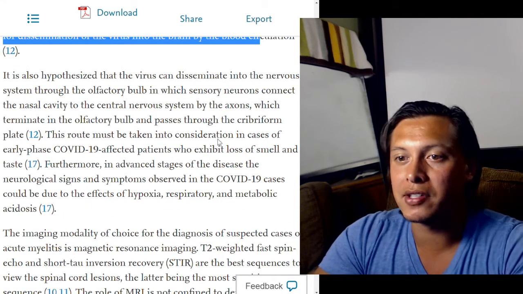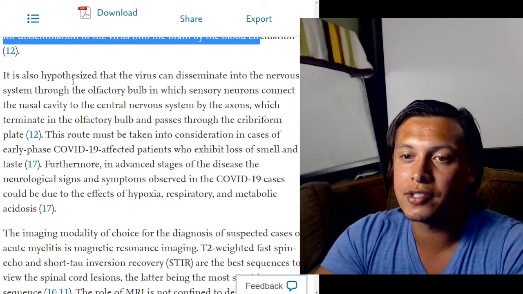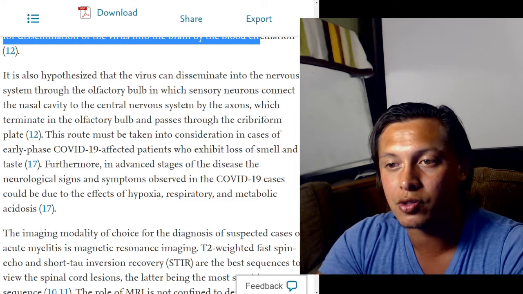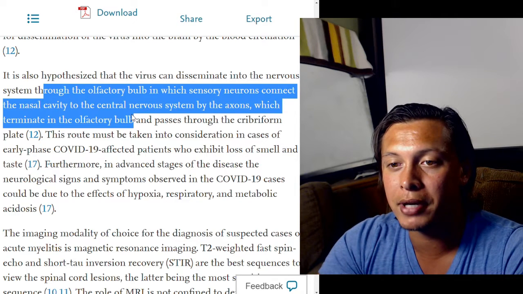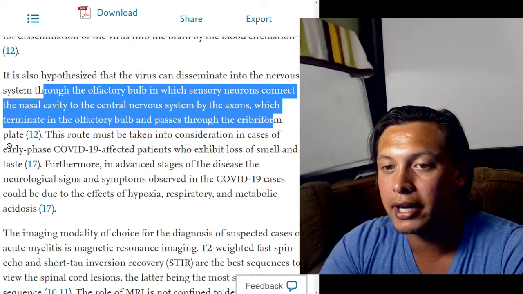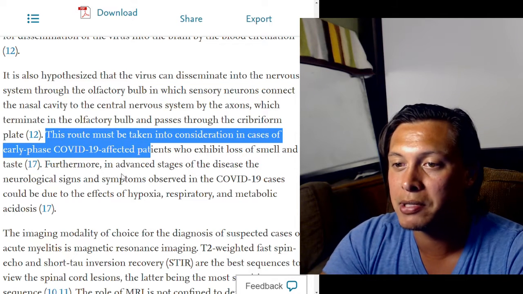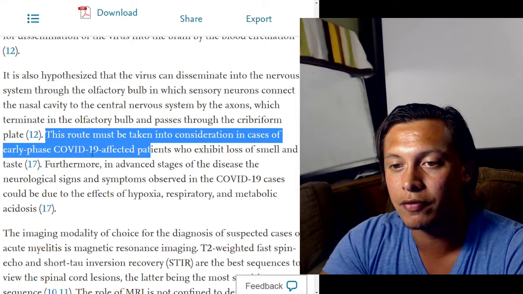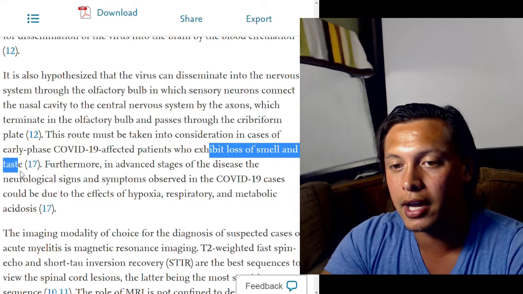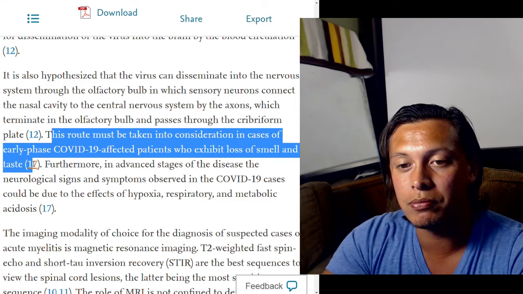Anyways, it is also hypothesized that the virus can disseminate into the nervous system through the olfactory bulb, in which sensory neurons connect the nasal cavity to the central nervous system by the axons, which terminate in the olfactory bulb and pass through the cribriform plate, and I'm not going to look this up. The route must be taken into consideration in cases of early phase COVID-19 affected patients who exhibit loss of smell and taste. So that should be something to consider.